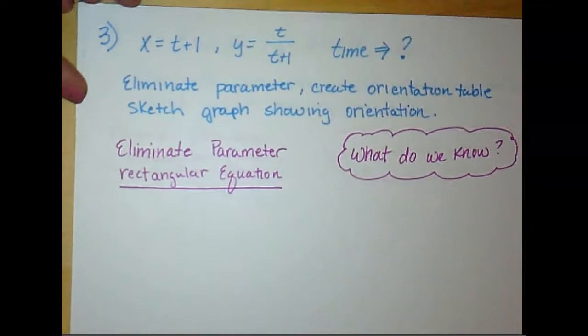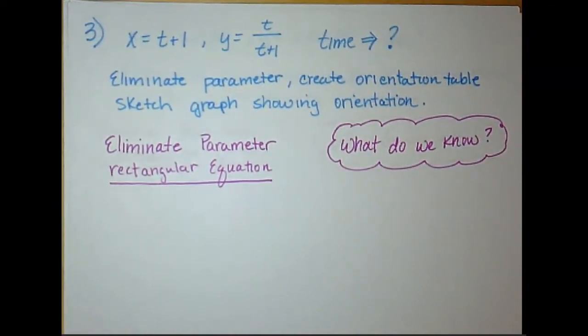All right, so problem 3, we have x equals t plus 1, and y equals t over t plus 1. Time we don't know, so we're going to have to come up with the time for our table. And then we're going to eliminate the parameter, create the orientation table, sketch the graph, show the orientation, and we're not going to worry about the calculator on this one.